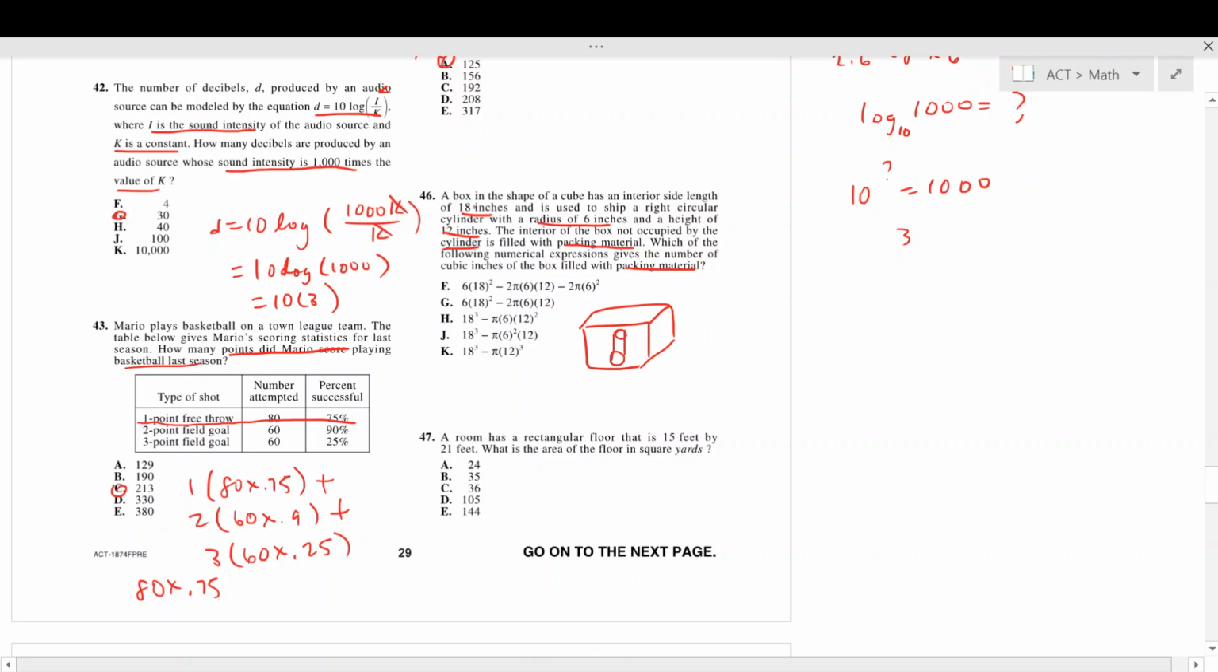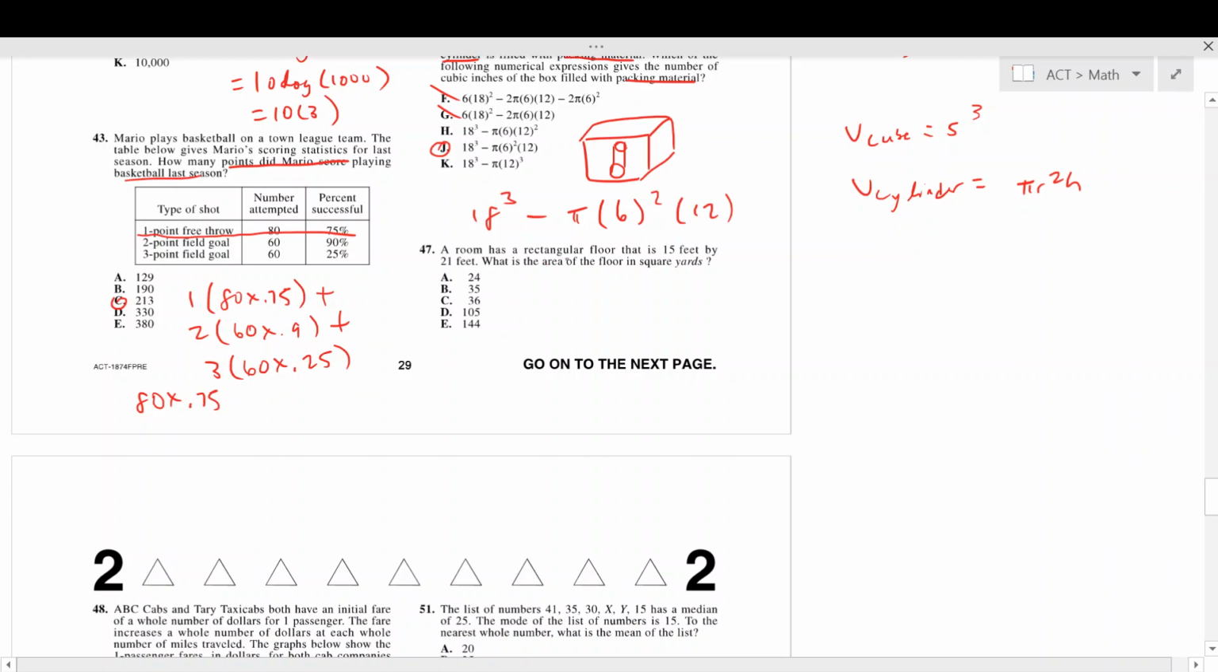So if the cube is 18 inches side length, then we know the volume of the cube is side cubed, s cubed. So 18 inches cubed. So we can already mark out F and G. We need to subtract the volume of the cylinder. So remember, volume of a cylinder is pi r squared h. So pi, radius 6 squared, h 12. So that'll be this one, J.